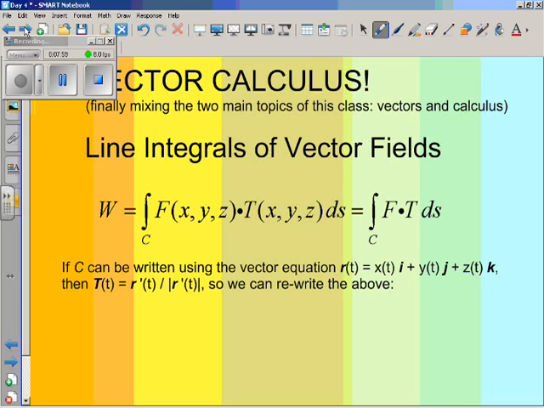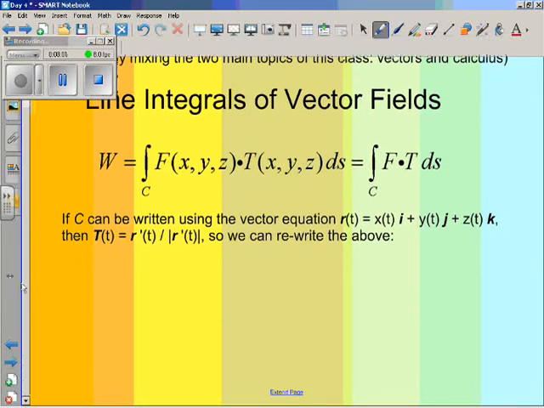Yeah, and so we have a convenient way that we can rewrite this to make it look a little more useful. Again, if we think of r(t) as being a parameterization for C, then, like I have written right here, I'm going to write a little bigger: T(t) equals r'(t) over the magnitude of r'(t).